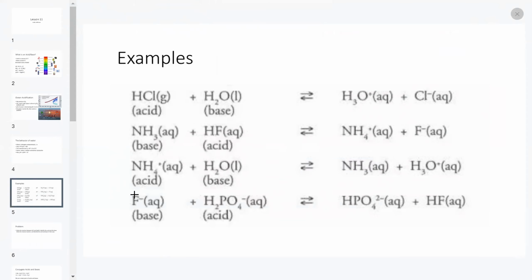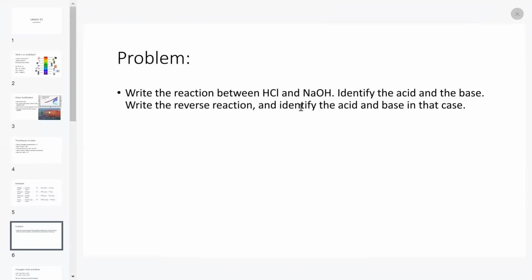And here, one more example. So the fluoride ion forms HF, and then the dihydrogen phosphate ion loses a proton to form a monohydrogen phosphate. So here's a problem. I'll just let you think about it for a minute. Write the reaction between hydrochloric acid and sodium hydroxide. Identify the acid and the base, and write the reverse reaction and identify the acid and base in that situation.